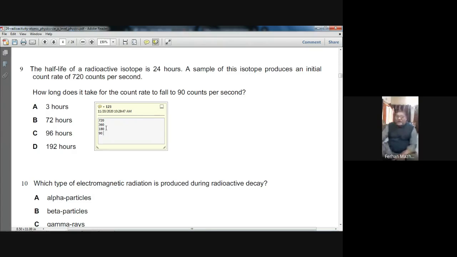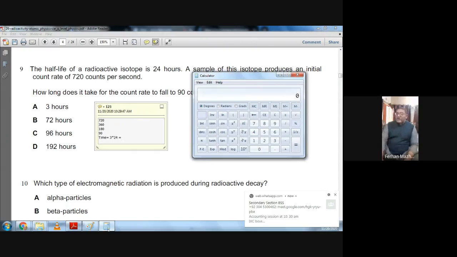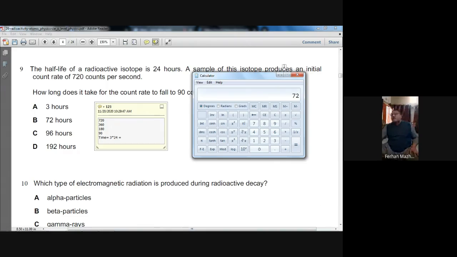So you have to check how many half lives have passed. So one half life, two half life, three half life. So you can see that three half lives have passed. So the total time taken will be equal to three half lives, and each half life is 24 hours. So multiply 3 with 24, and you get 72 hours. So the final answer will be 72 hours.